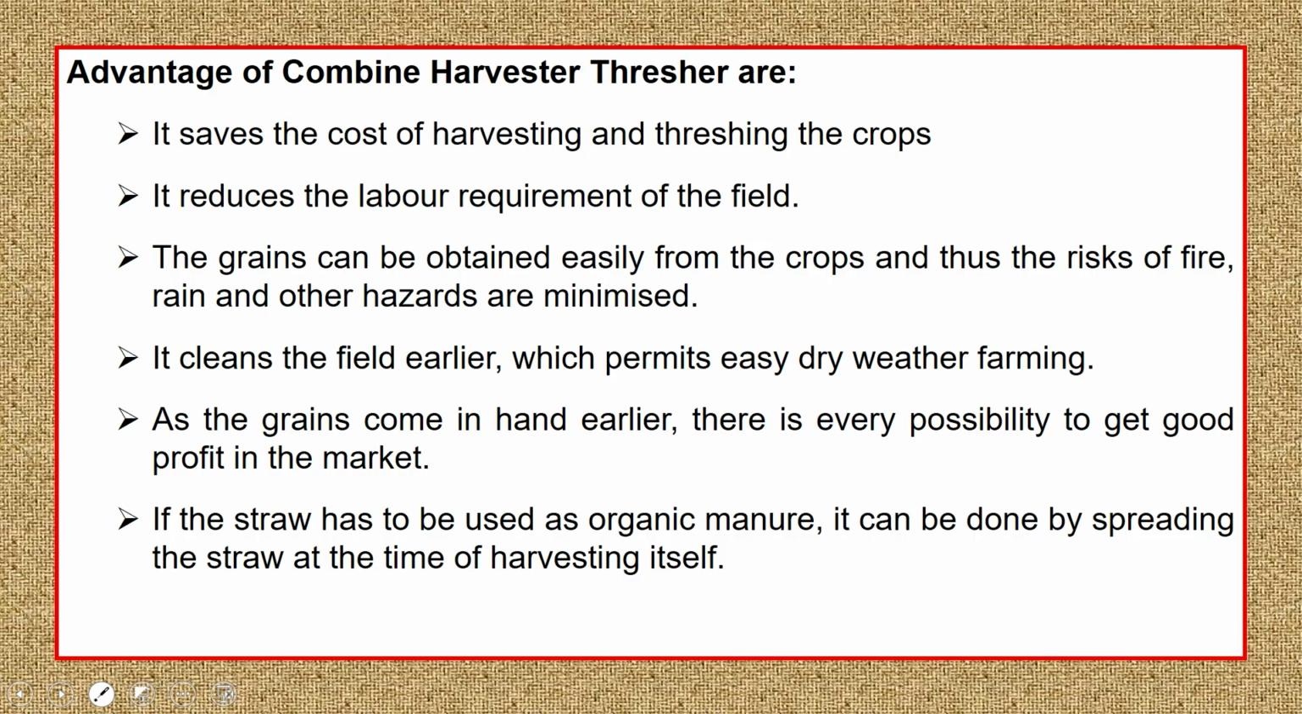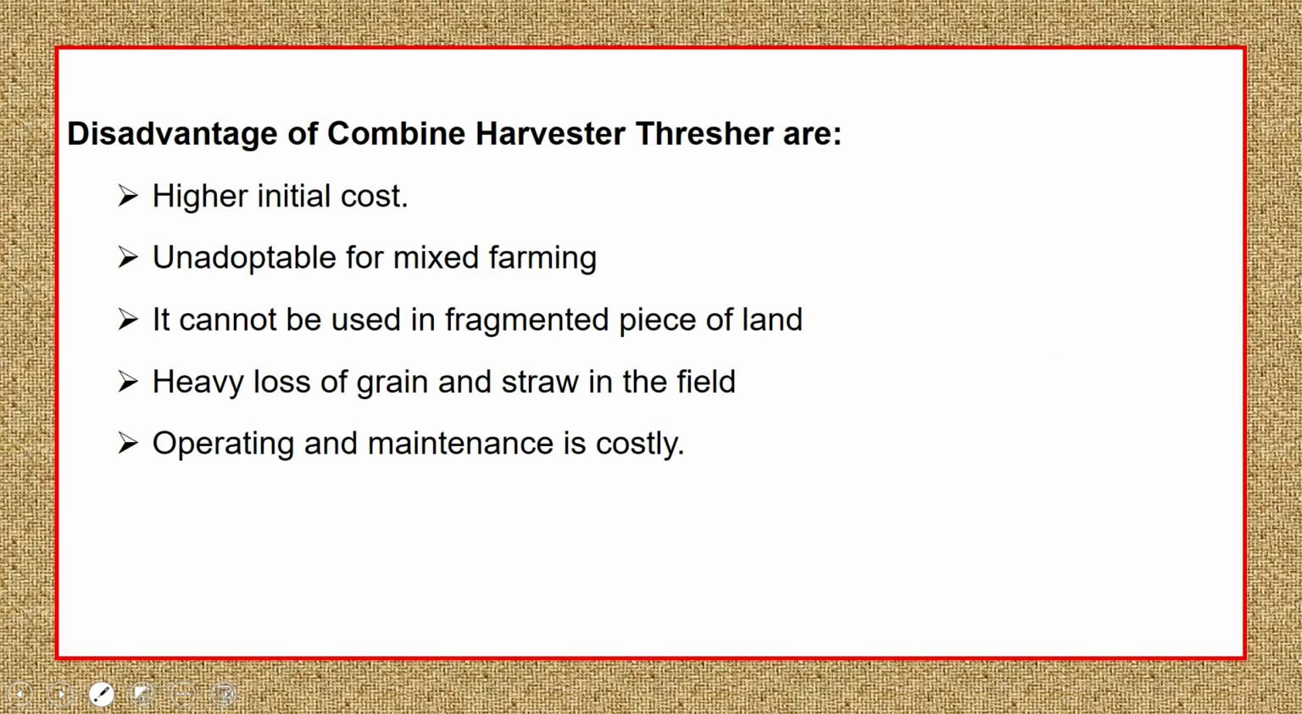And the crop residue which is left lies in the same field, so that it may be incorporated in the soil to act like organic manure, and that's how the combine harvester gives us several advantages.